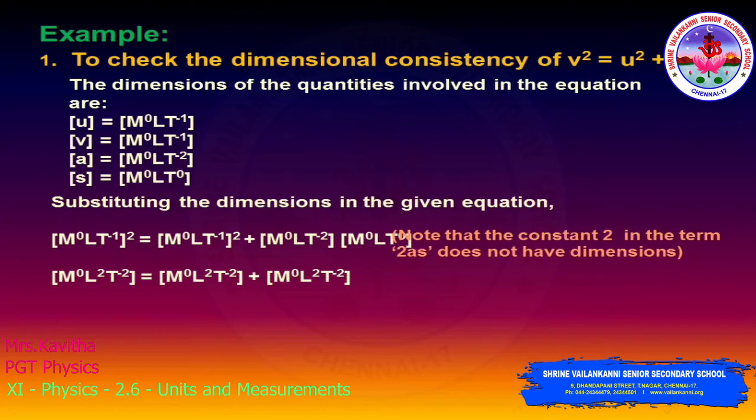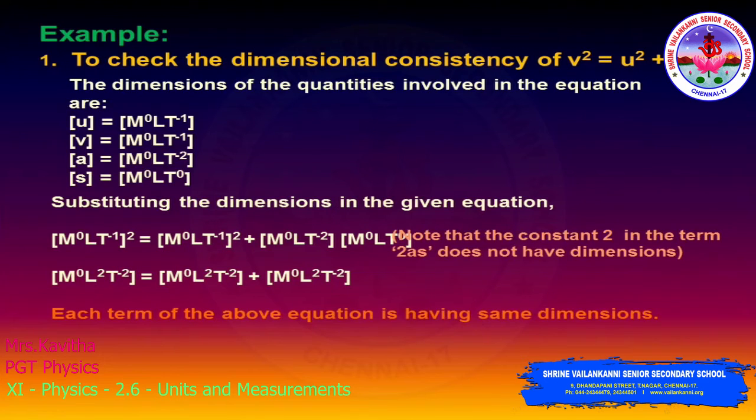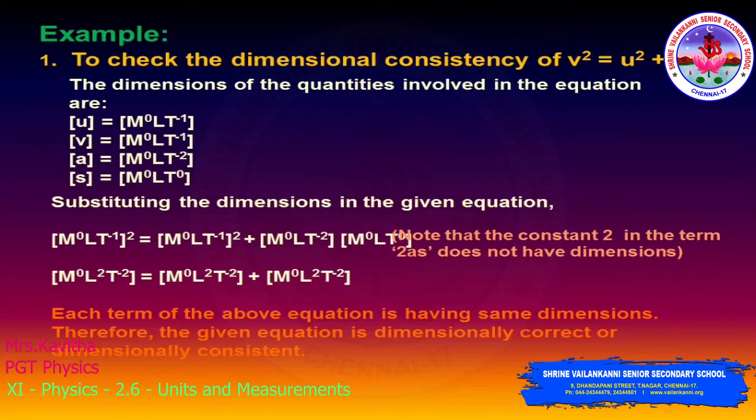Note that the constant 2 in the term 2as does not have dimensions. So you can write M^0 L^2 T^-2, as the power is multiplied inside. So M^0 L^2 T^-2 plus M^0 L^2 T^-2. Each term of the equation has the same dimensions: the dimensions of v square, u square, and 2as are equal.